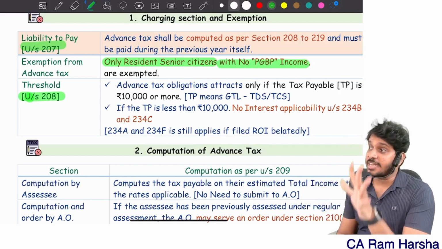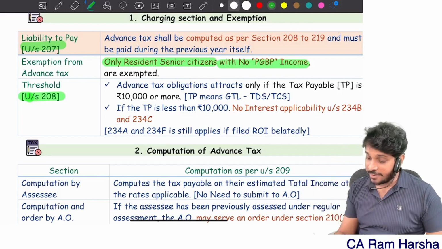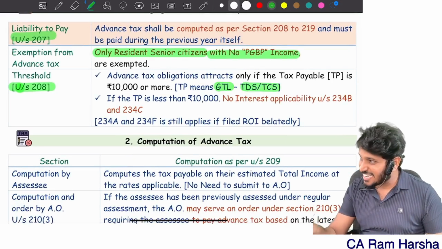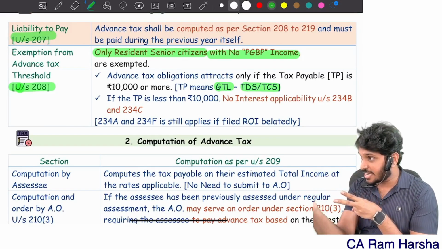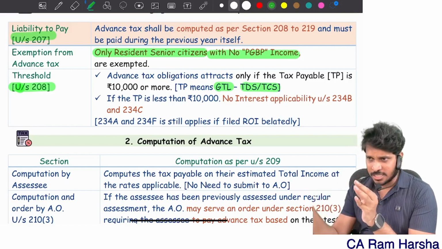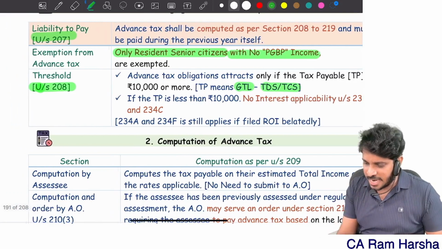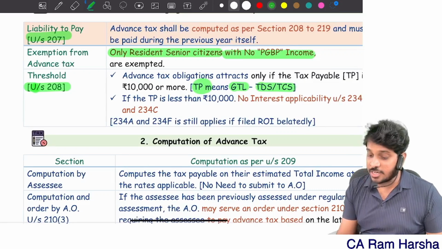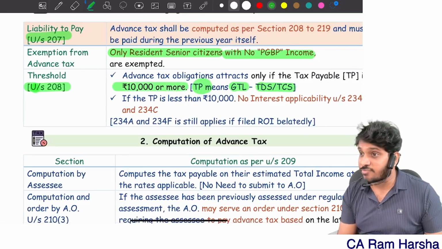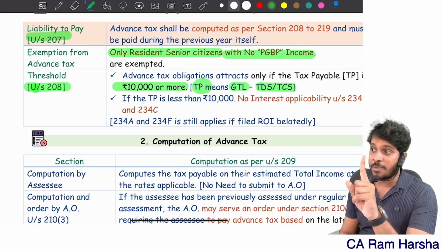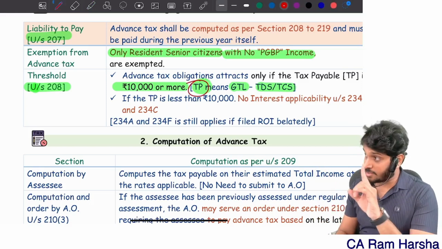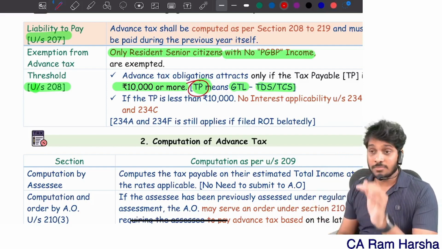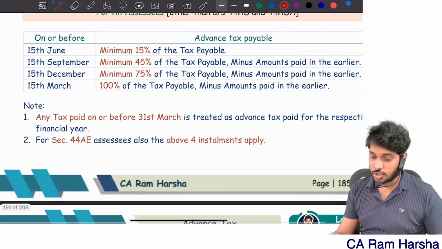Advance tax liability will arise in the current year if my estimated gross tax liability minus estimated TDS and TCS, the balance tax payable, is more than 10,000. If it is more than 10,000, you have to pay advance tax. This tax payable amount you should pay in the form of advance tax, in 4 installments.